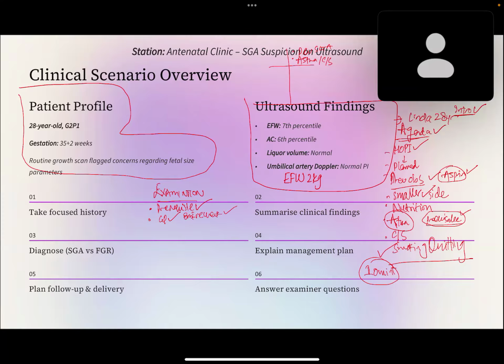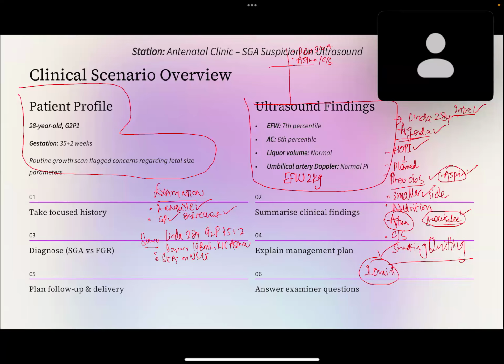My patient is Linda, 28 years old. She's a booked para at 35+2 weeks, has a BMI of 19, and is a banker by profession. She is a known case of asthma and presented with a small for gestational age baby on the ultrasound, less than the 10th percentile.